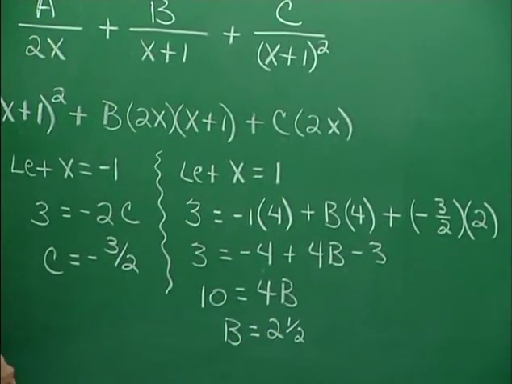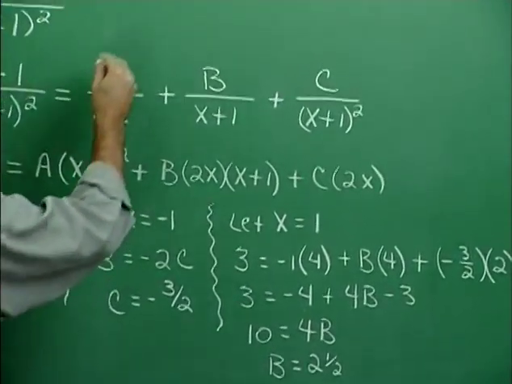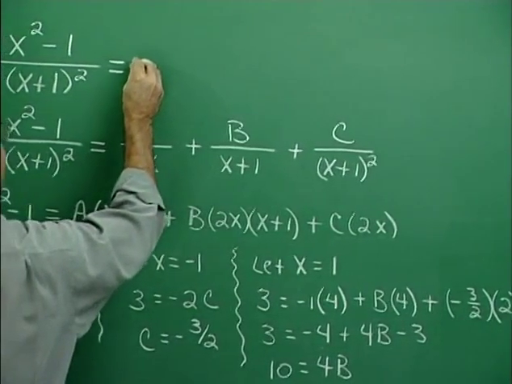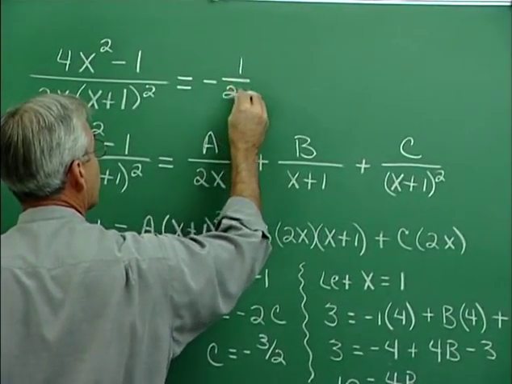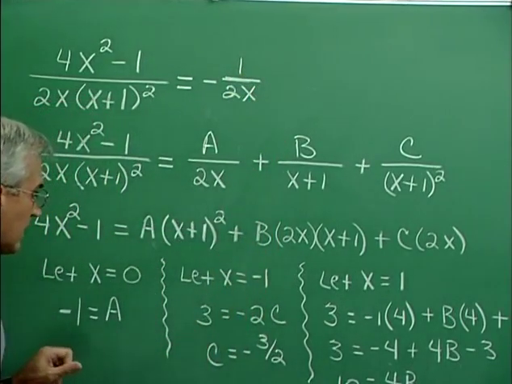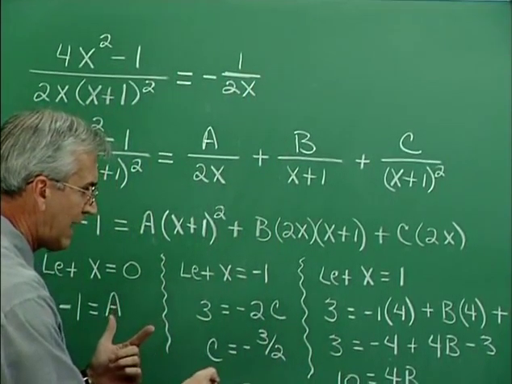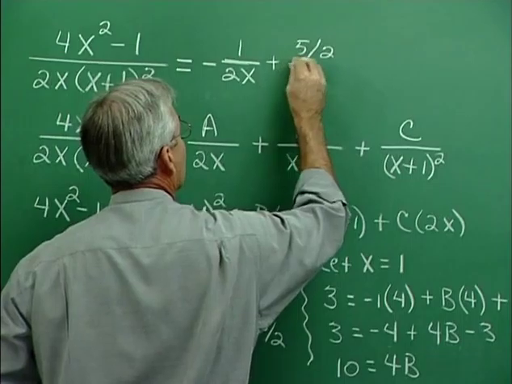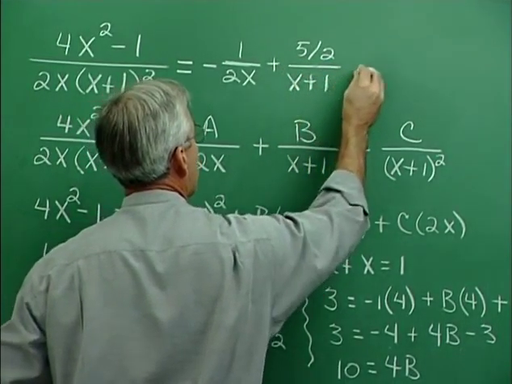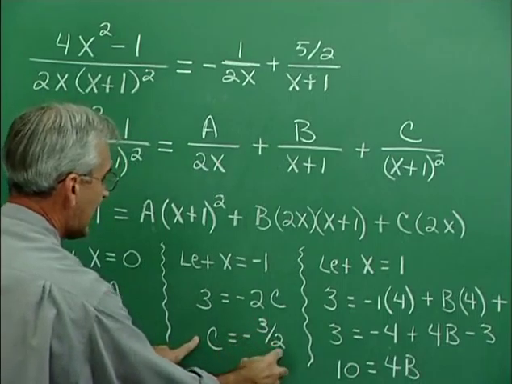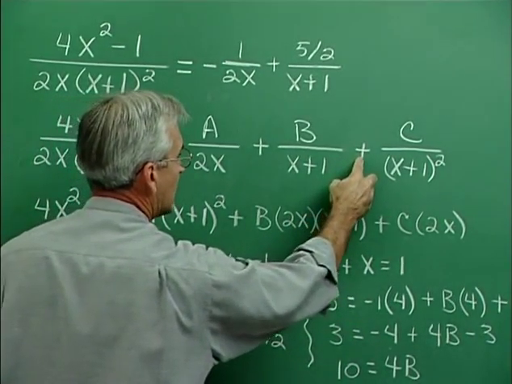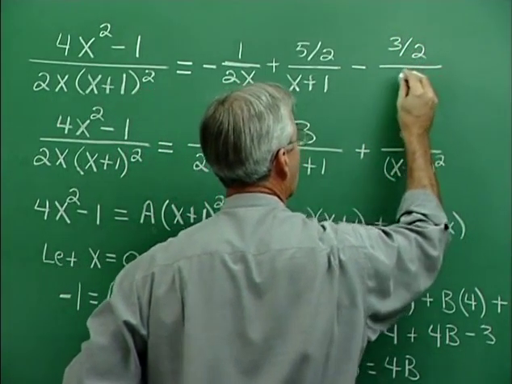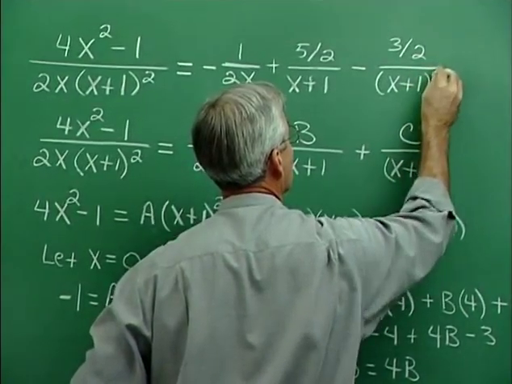And now we write our various fractions. We would probably set them up like this. For a over 2x, if a is -1, we would probably write this as -1 over 2x. And then b is 2.5. We would probably think of that as 5/2. So we would write this as 5/2 over x plus 1. And then the c value is -3/2. So instead of putting plus here, I'll put minus, and then 3/2 over the x plus 1 squared.